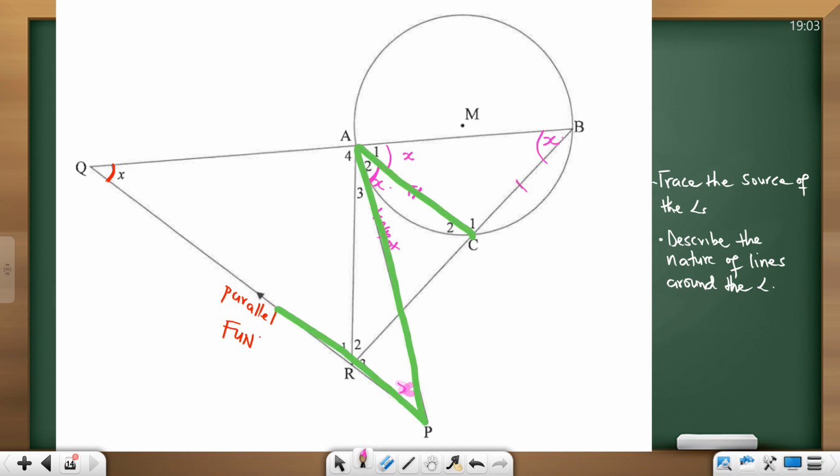Did it make sense? Did you get the 4? And you have the reasons. A1 is equal to X, corresponding. Angle B is equal to X.